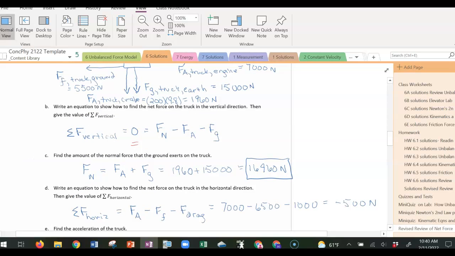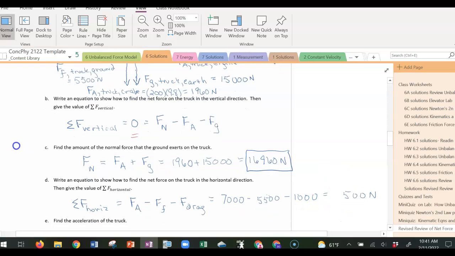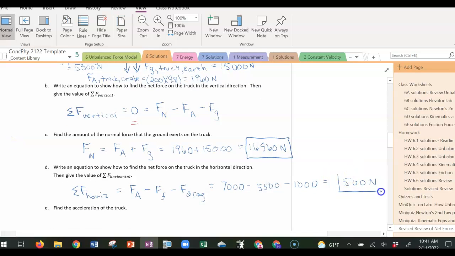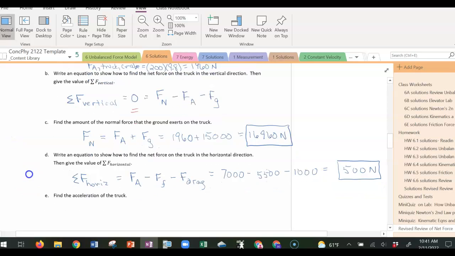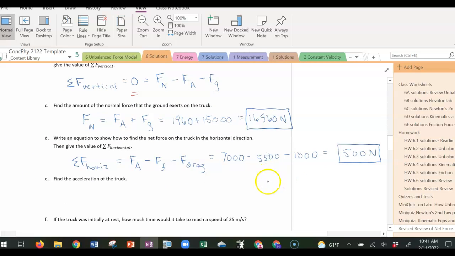Uh-oh, I wrote something down wrong. It was 5,500. And so actually, I get a positive 500, right? So there's 500 newtons of net force pulling the truck to the right.